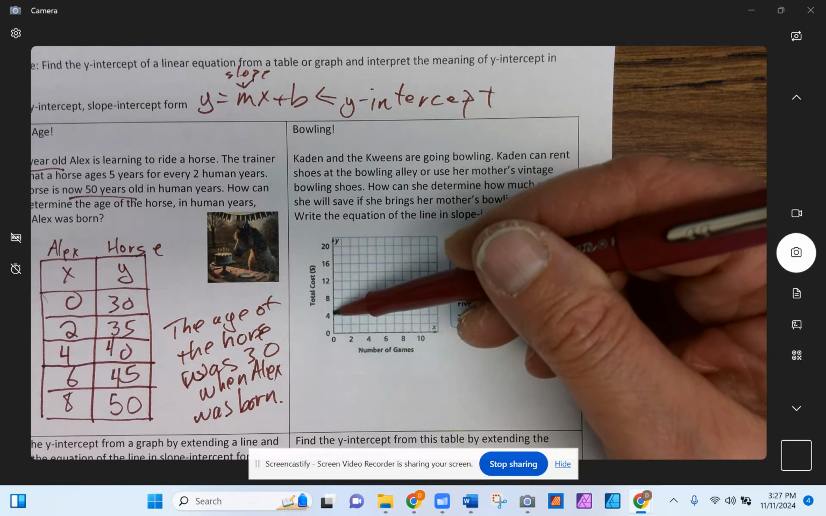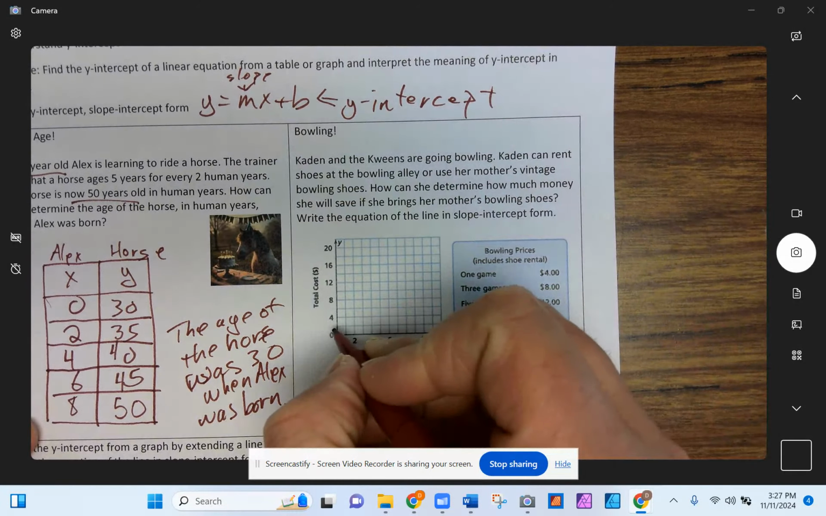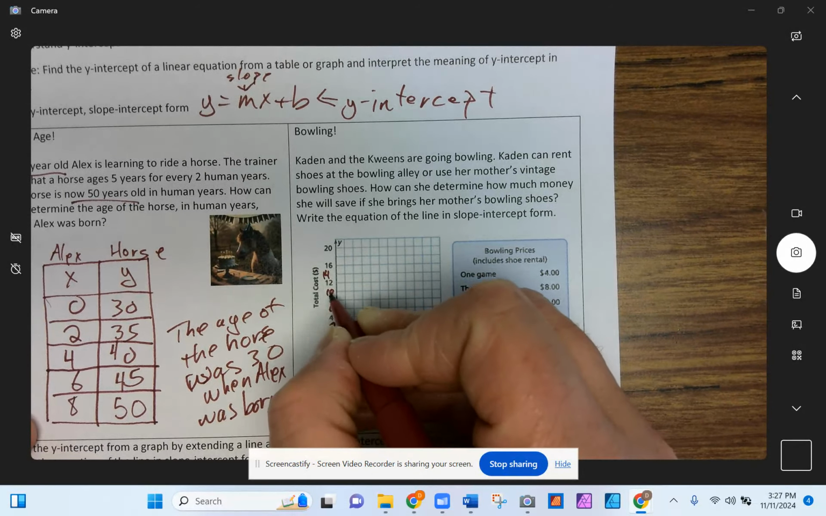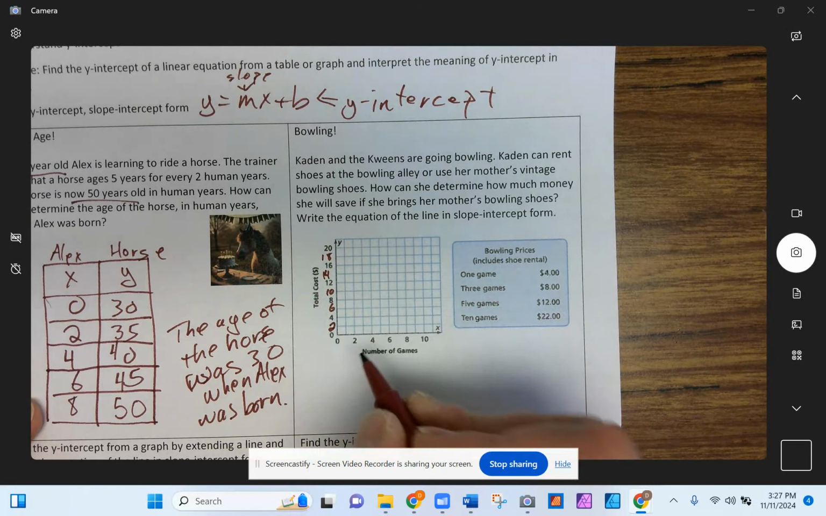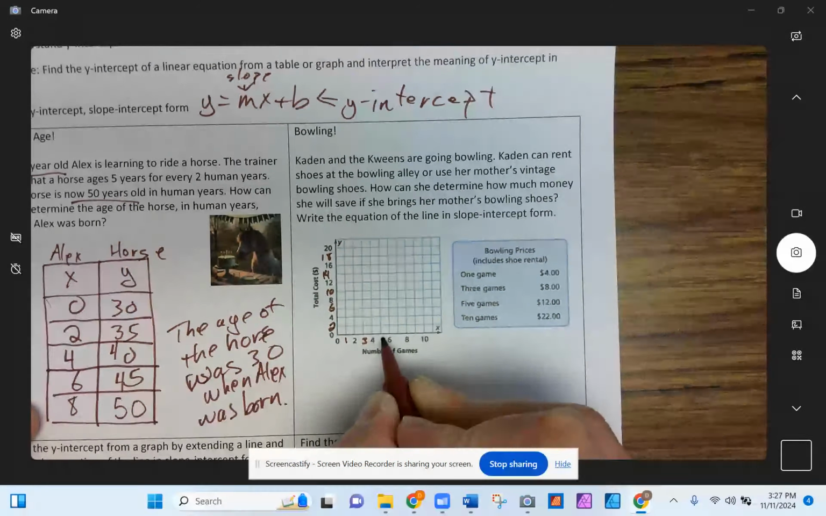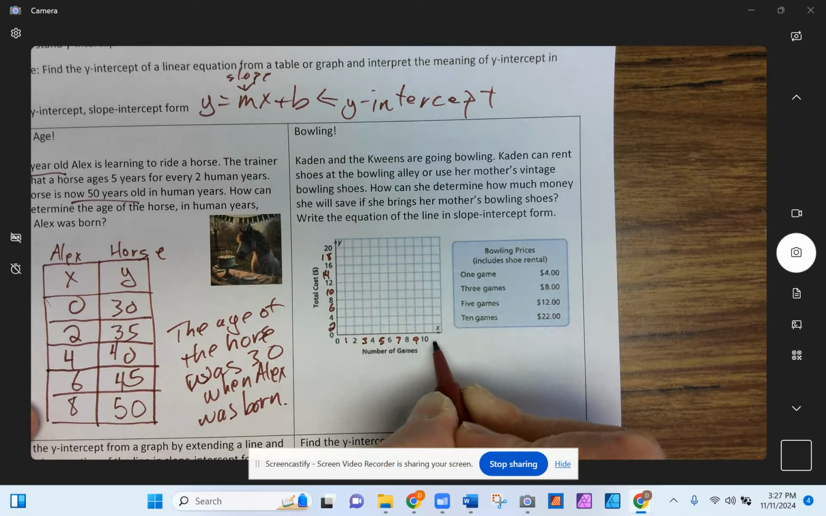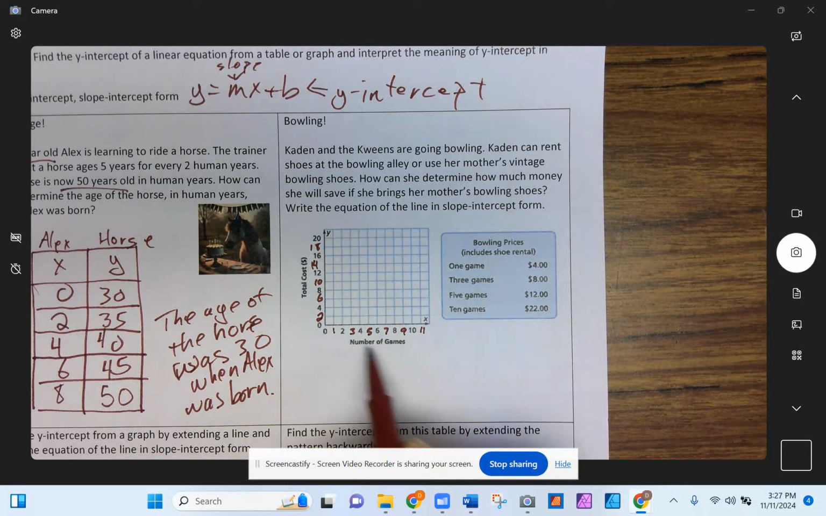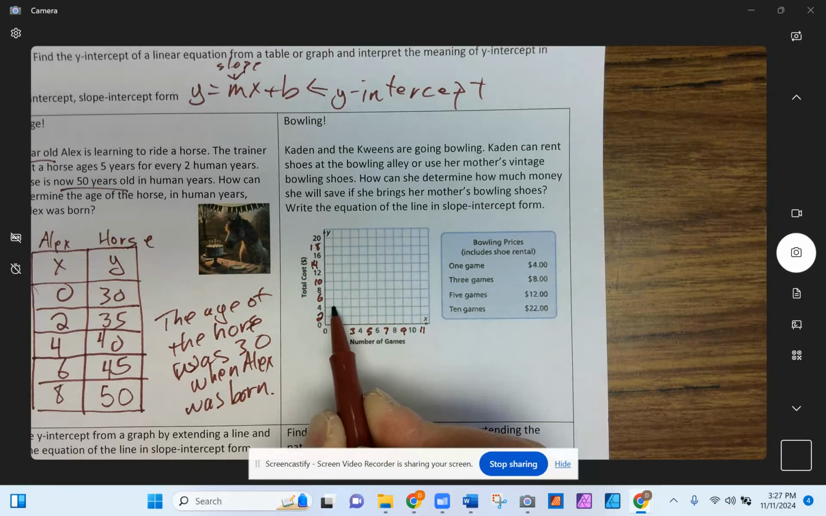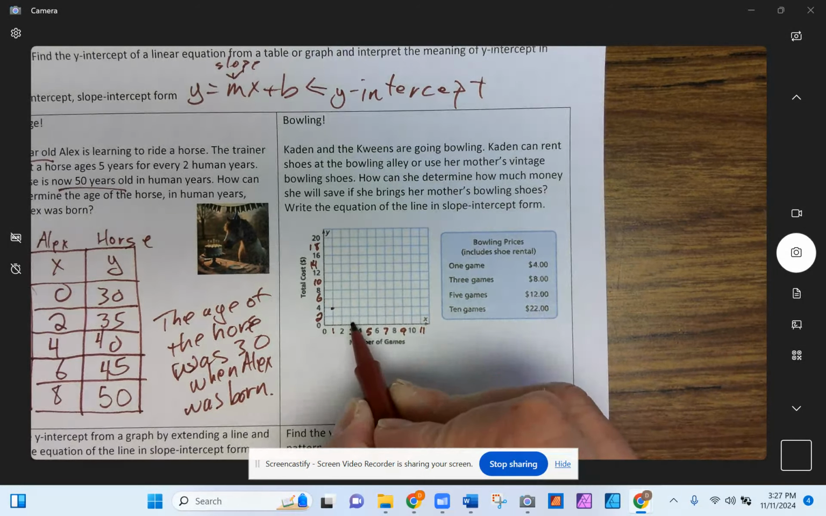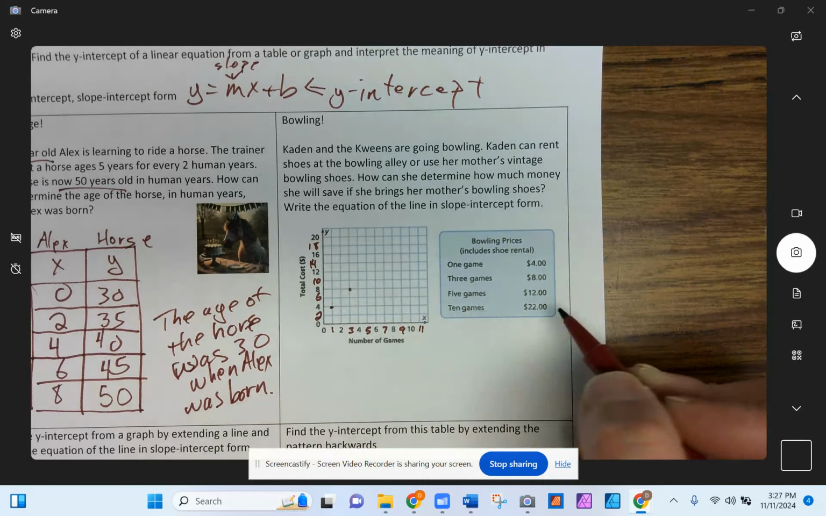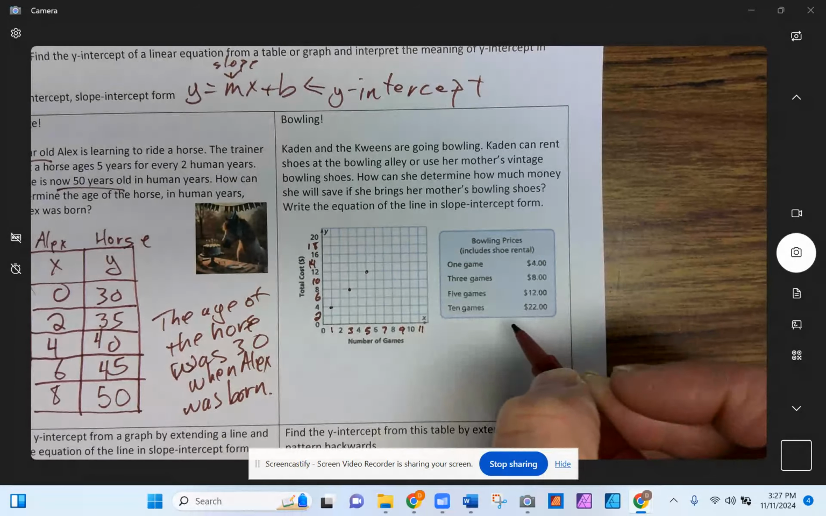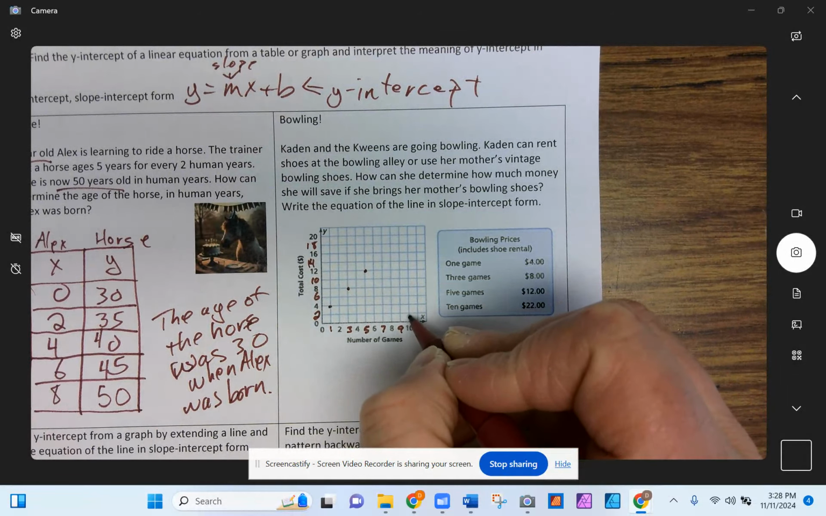Graph is going up by 2 each time, right? 2, 4, 6, 8, 10, 12, 14. Is that right? 6, 8, 10, 12, 14, 16, 18. Okay, and these are going up by 1, actually, each time. 7, 8, 9, 10, 11. Okay, so for one game, it's $4. So I find number of games 1, and I go up to $4 right there. 3 games is 8, so 3 to 8 is right there. 5 is 12, right there, and then 10 games is 22, which I think is all the way at the very top.